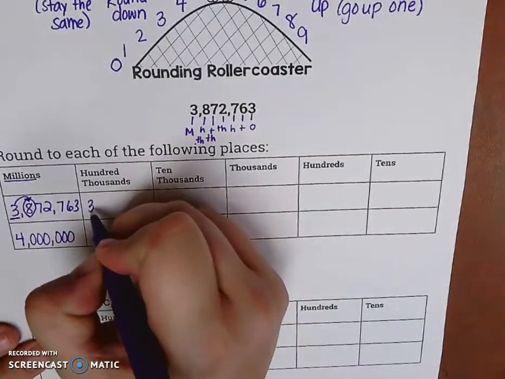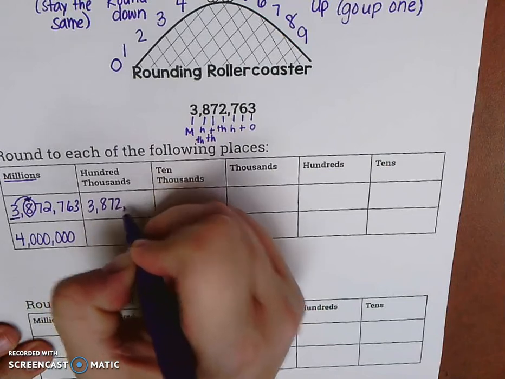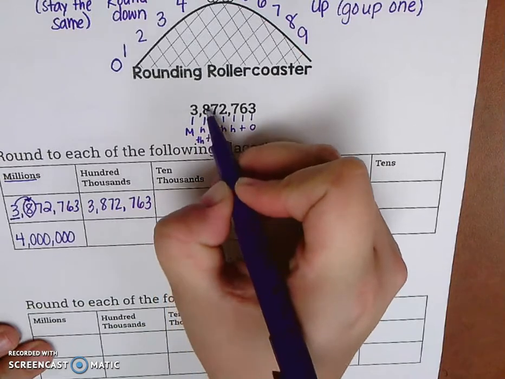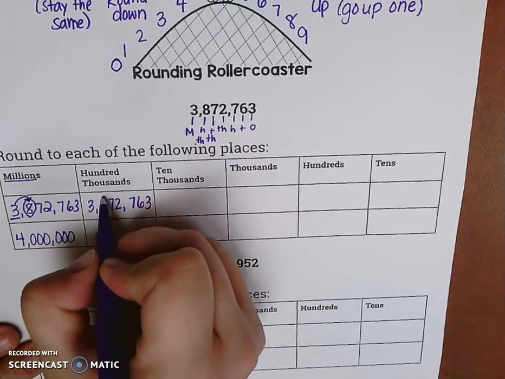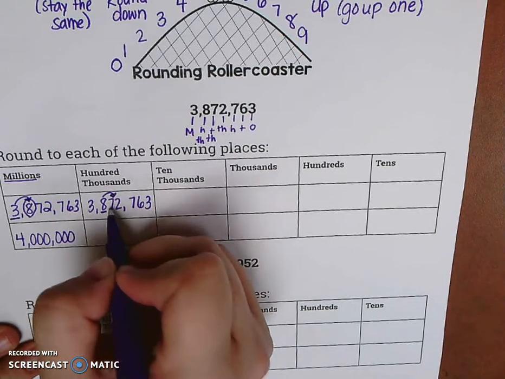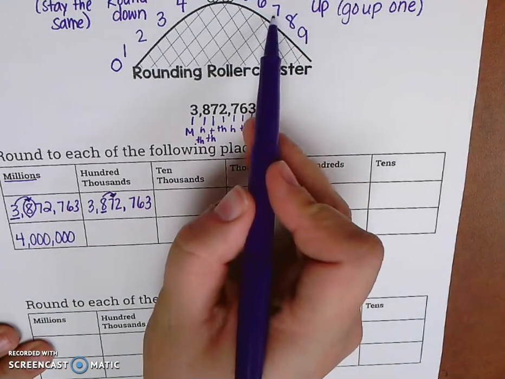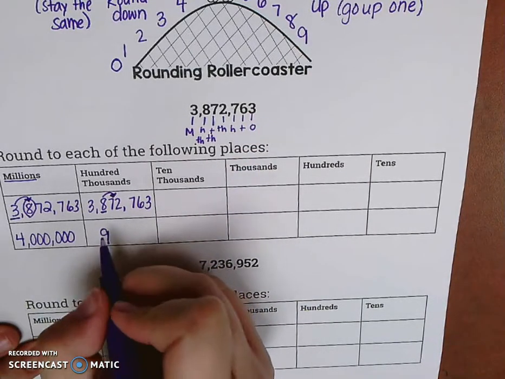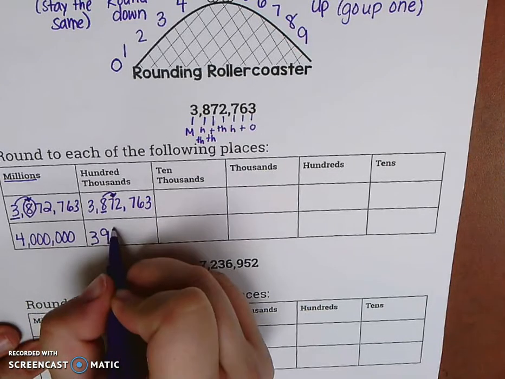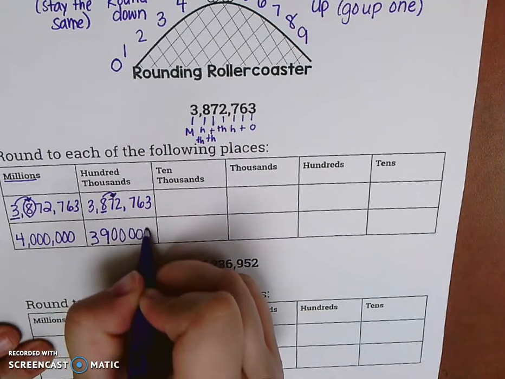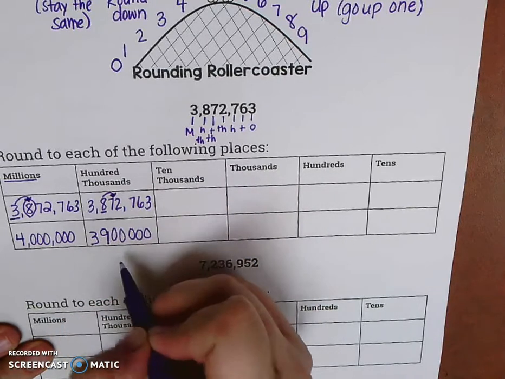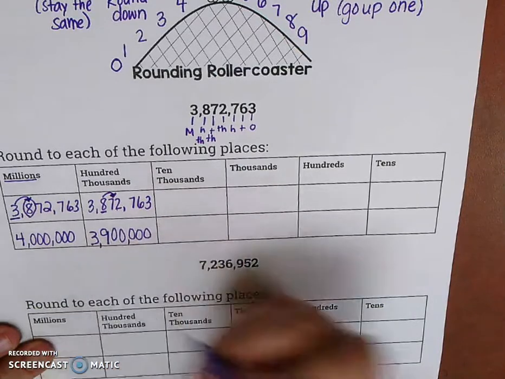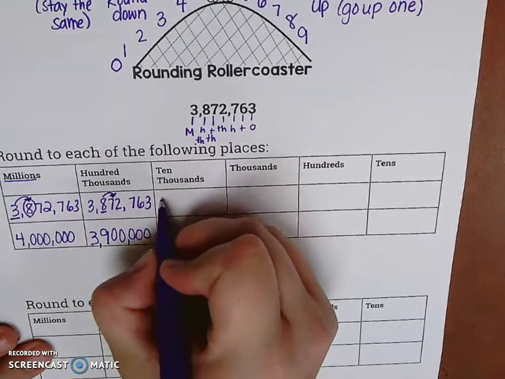So rounding to the 100,000s place, let me rewrite my number. Let's check. 100,000s place would be right here where the 8 is. So if I look at the 8, I'm going to look at the number to the right. That's that 7. So if I look at my roller coaster here, 7 means I'm going to round up. So that means the 8's going to turn to a 9. The numbers in front are going to stay the same. The numbers behind are going to turn to 0. So there's 1, 2, 3, 4, 5 numbers behind. So I should have 1, 2, 3, 4, 5 zeros. Put my comma. All right, round to the 10,000s place.